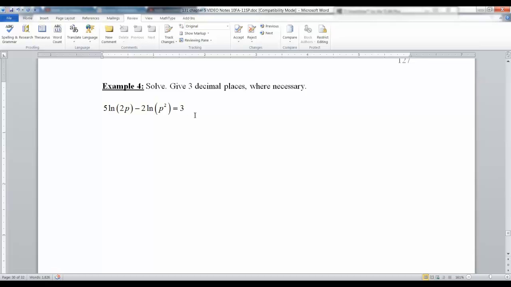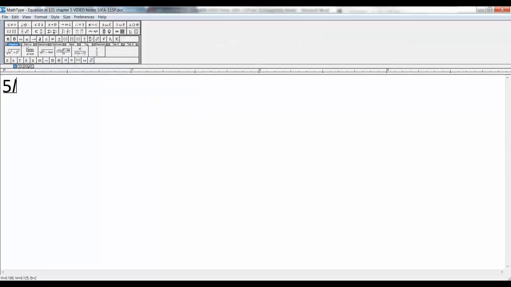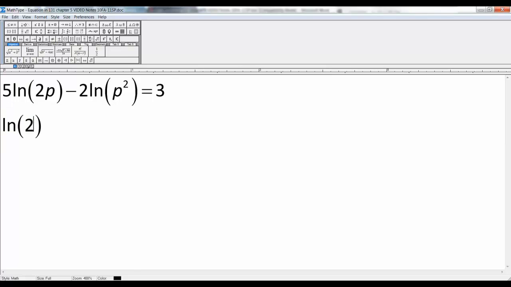So let's see here. I have 5 ln of 2p minus 2 ln of p squared equals 3. So the first thing I'm going to do is use the power property and get ln of 2p to the 5th minus ln of p squared.